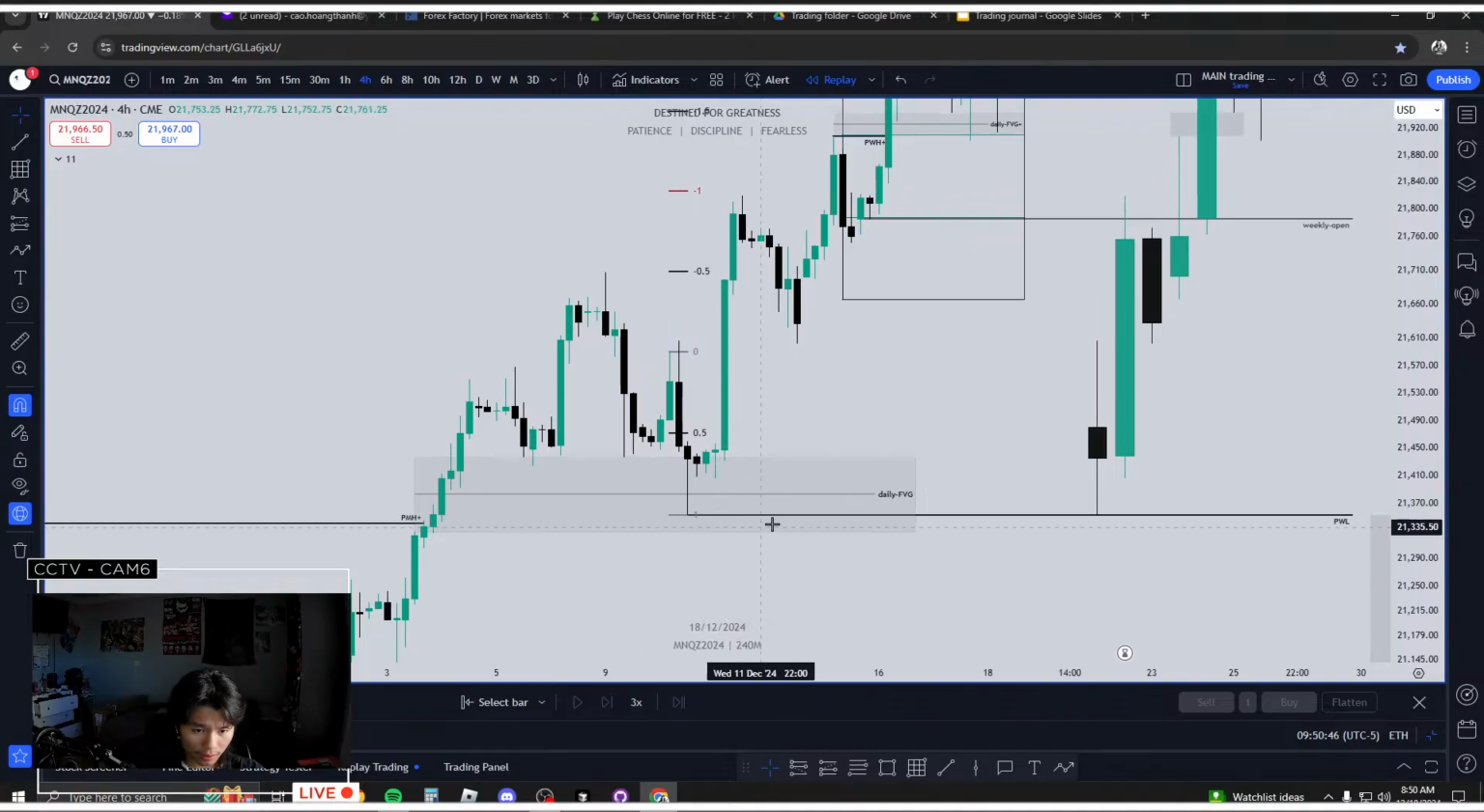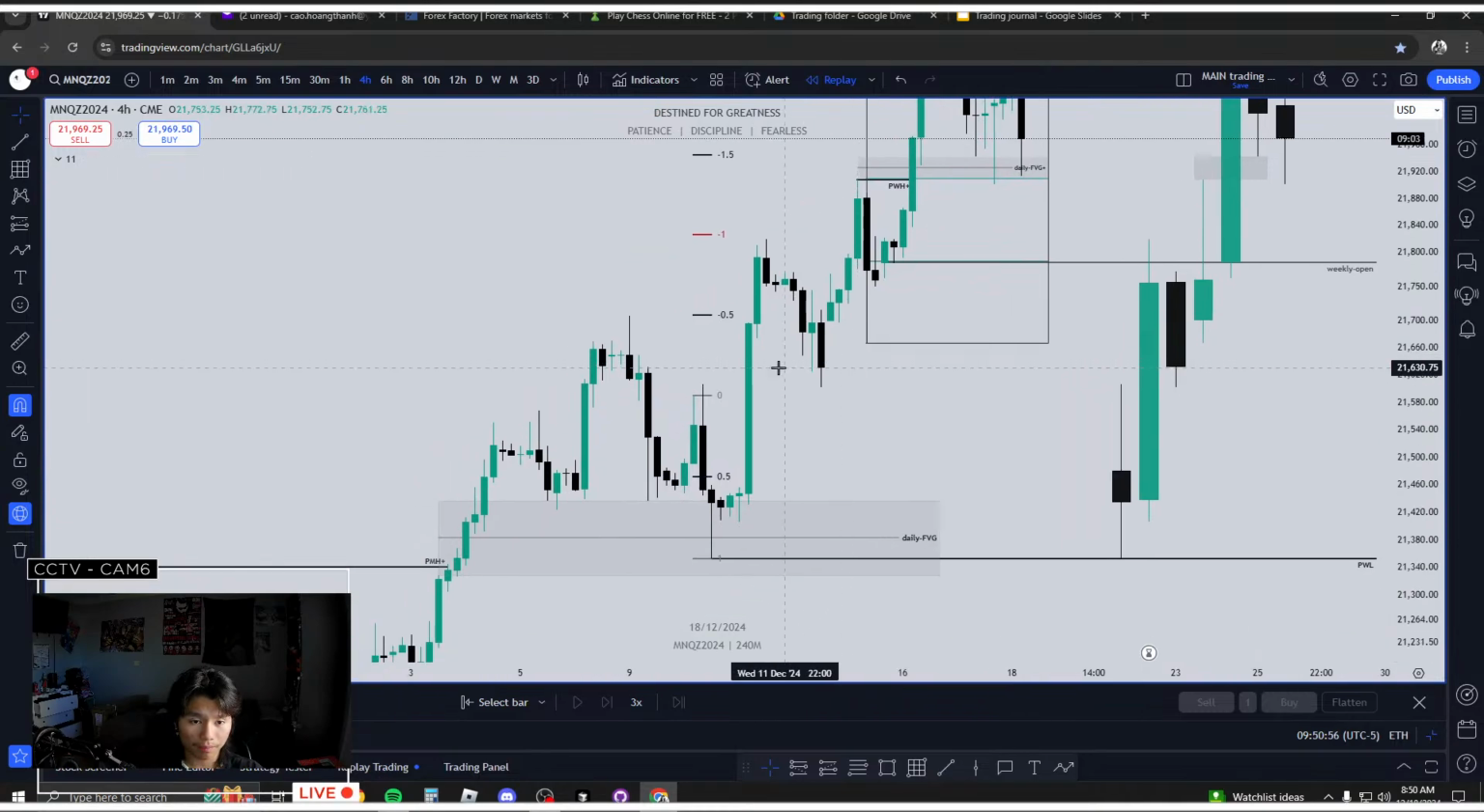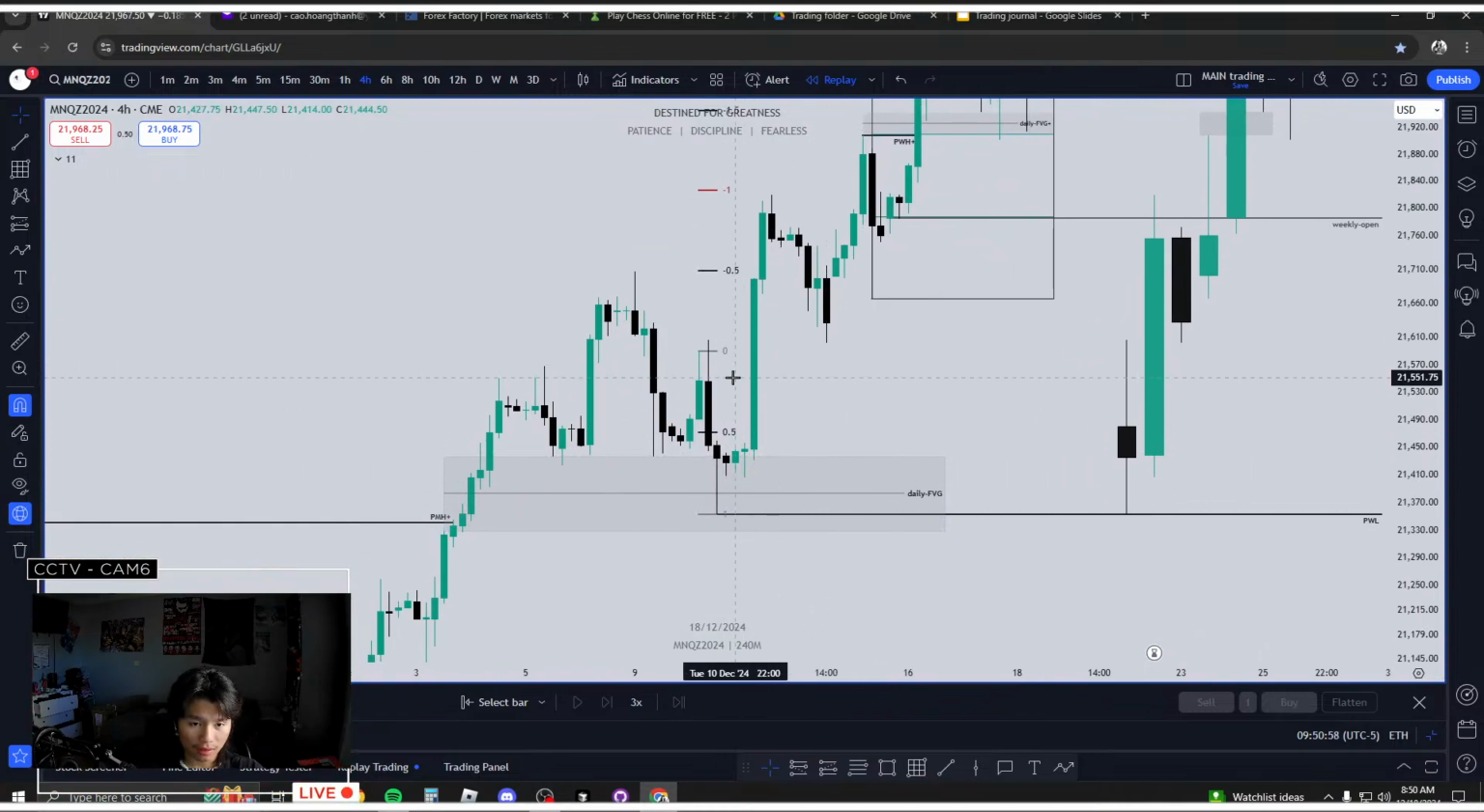So here, because we're retracing back inside a daily fair value gap, and we ended up respecting that daily fair value gap, and we expanded higher, right? I'm gonna take that last swing leg into the daily fair value gap.